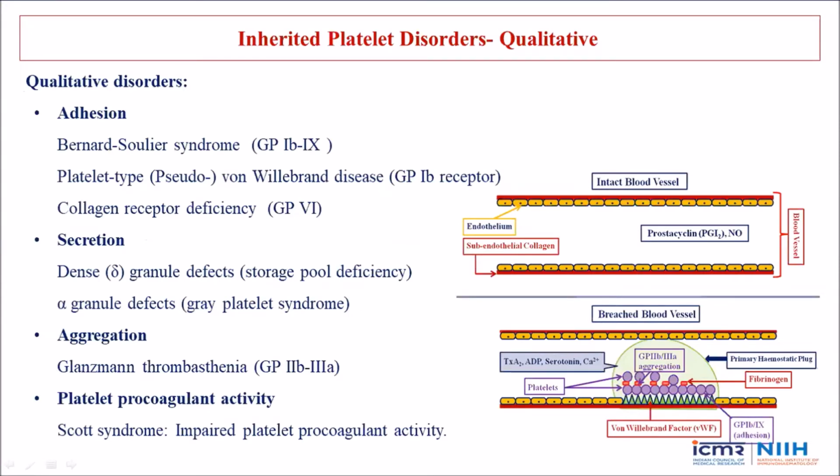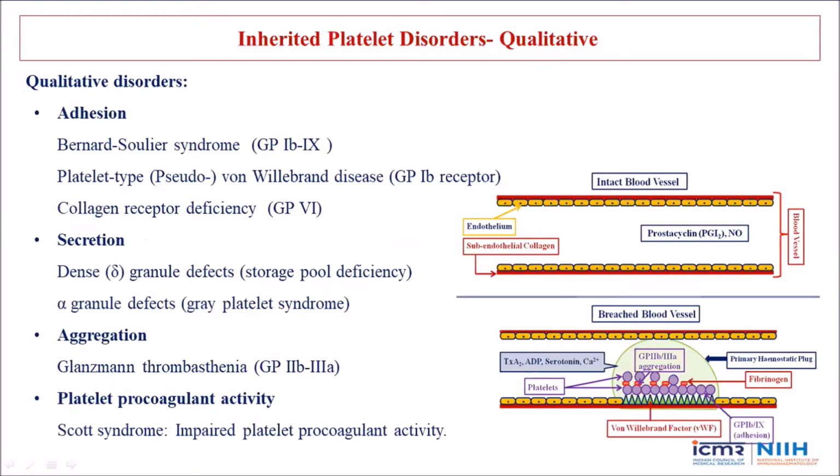Now let's look into the qualitative inherited platelet disorders. That is the problem of function. So we saw these three steps: adhesion, secretion, and aggregation. Now where could be the disorders in these?